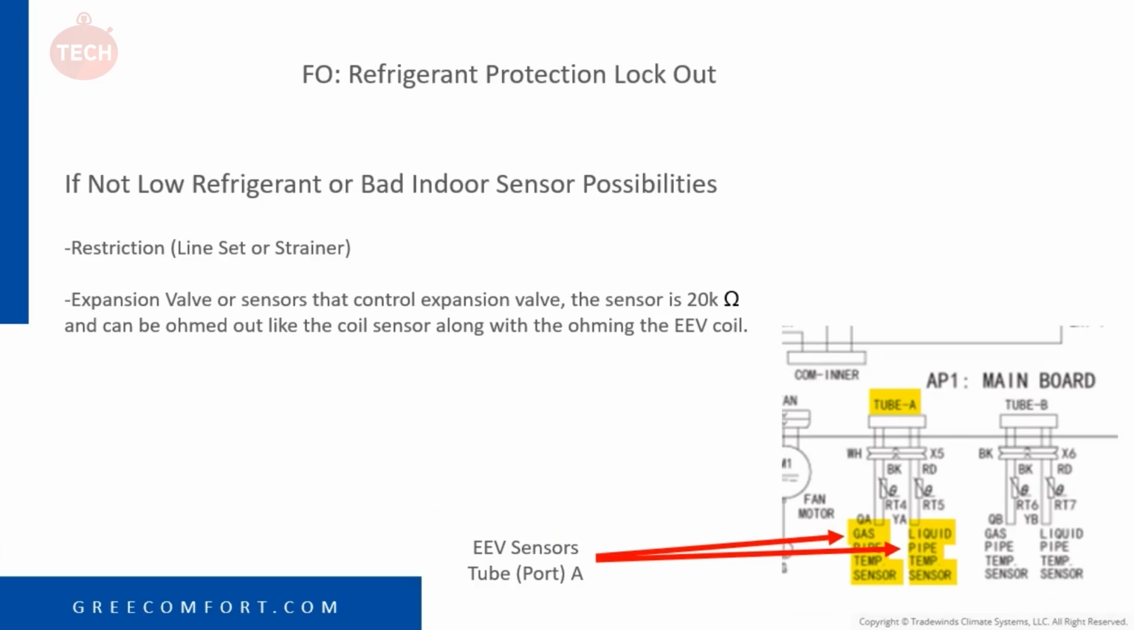This is an example of tube A. Tube A has a liquid pipe sensor and a gas pipe sensor. That's what controls your EEV and allows that EEV to open. These sensors talk to the board. So if one of these sensors is out of range, it could cause the EEV to close down when it doesn't need to, and sometimes that can result in an FO code or other codes as well, but that's just another possibility.